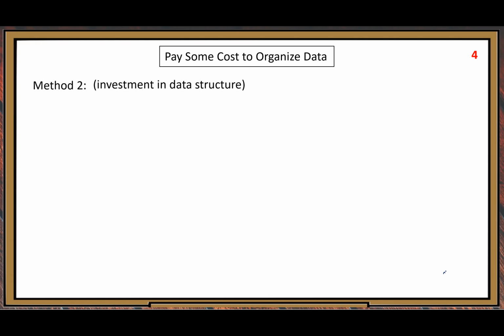Next, method number 2. Pay some cost to organize data. In our data organization step, the data preparation step, we are willing to pay some cost to get our data organized. So that's the second method: investment in data structure.